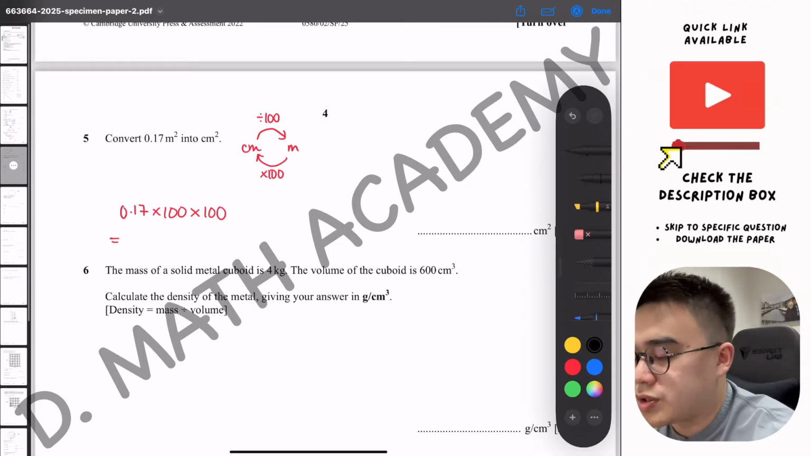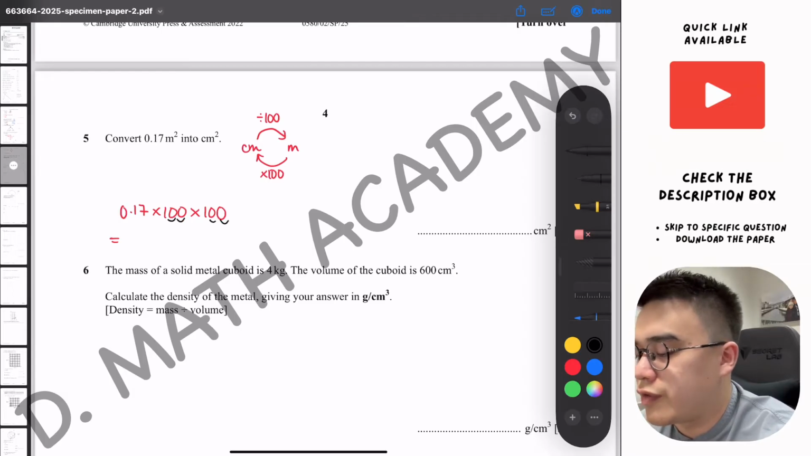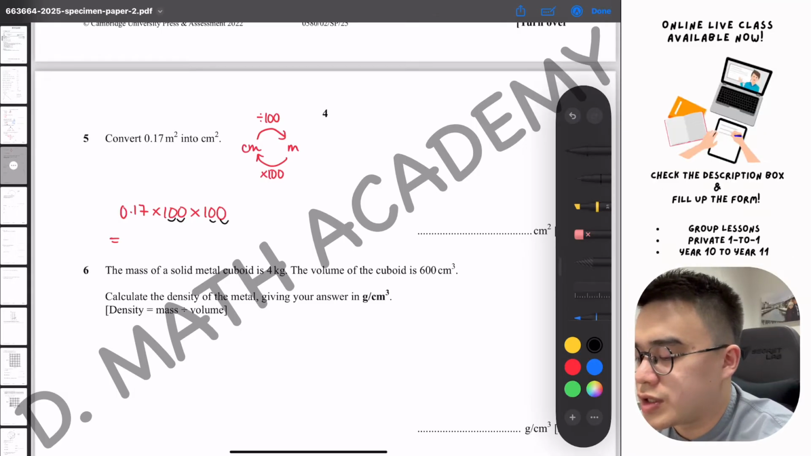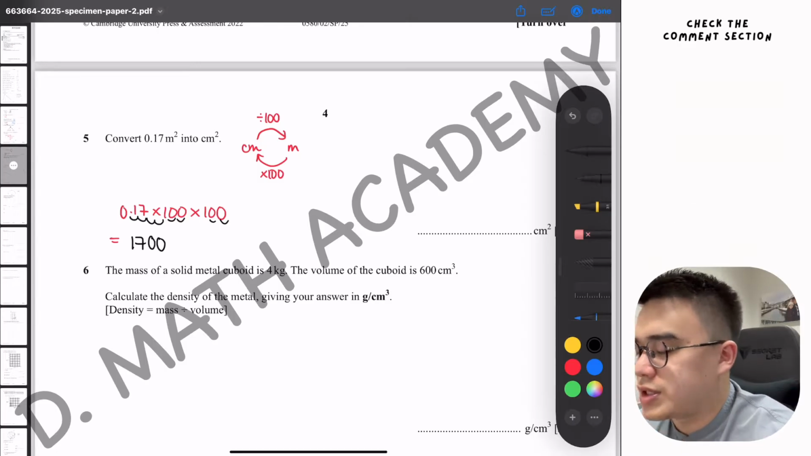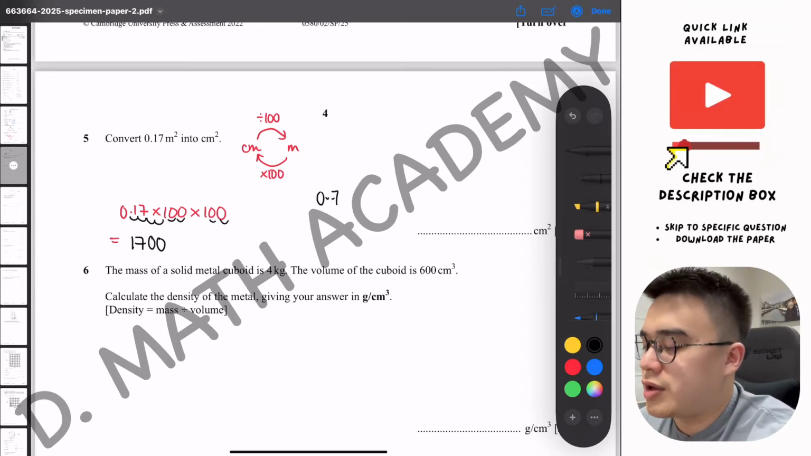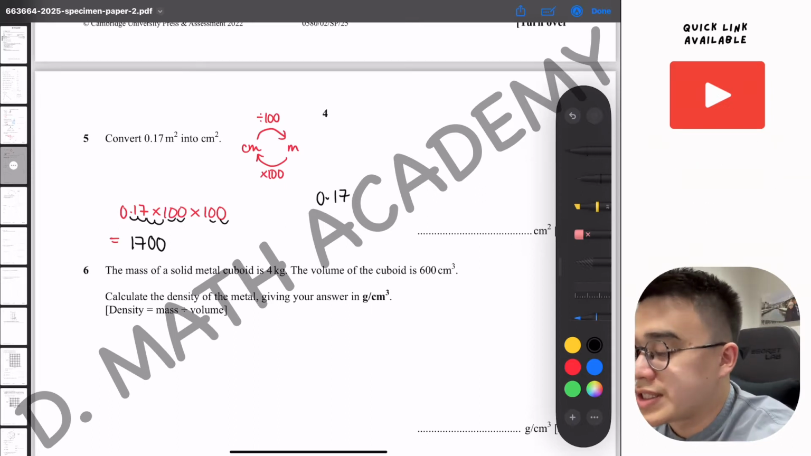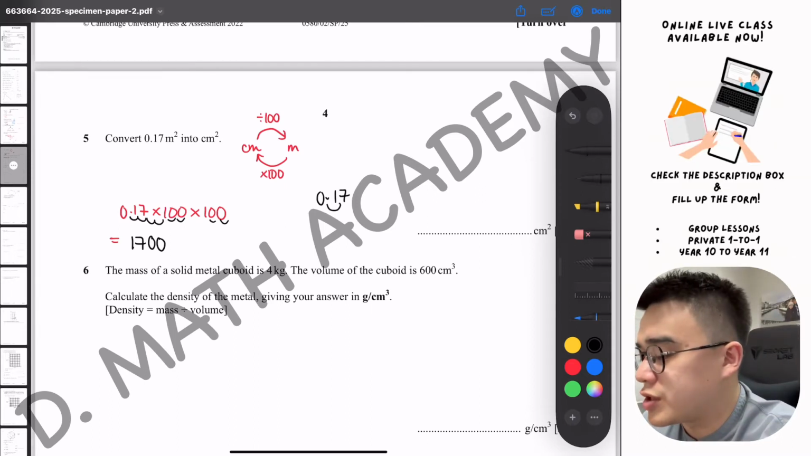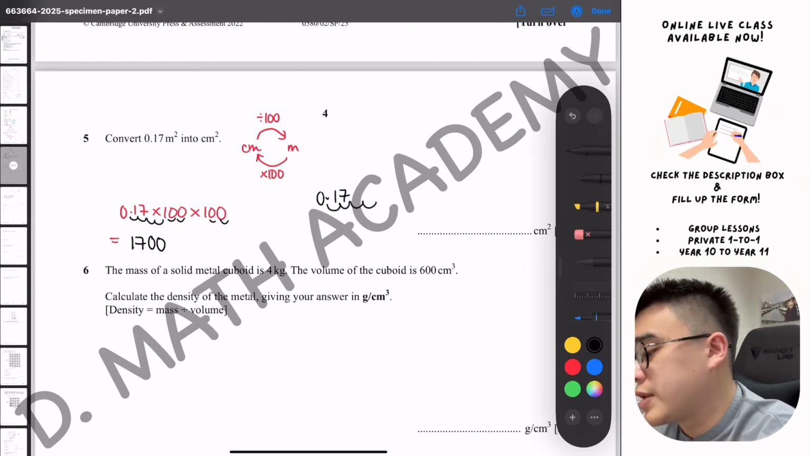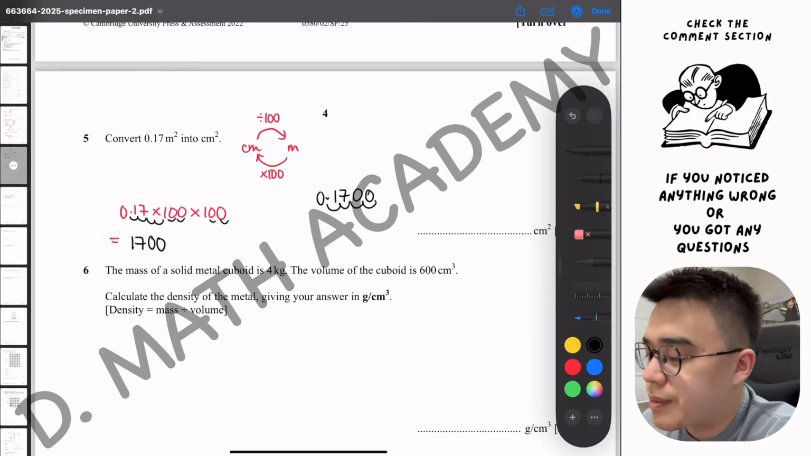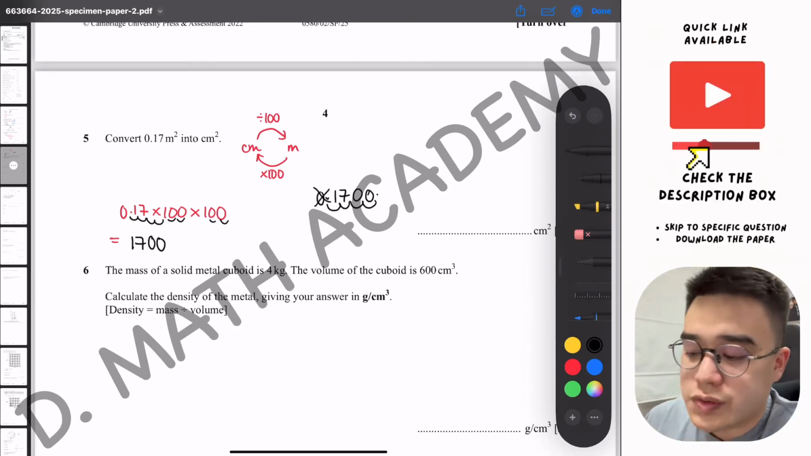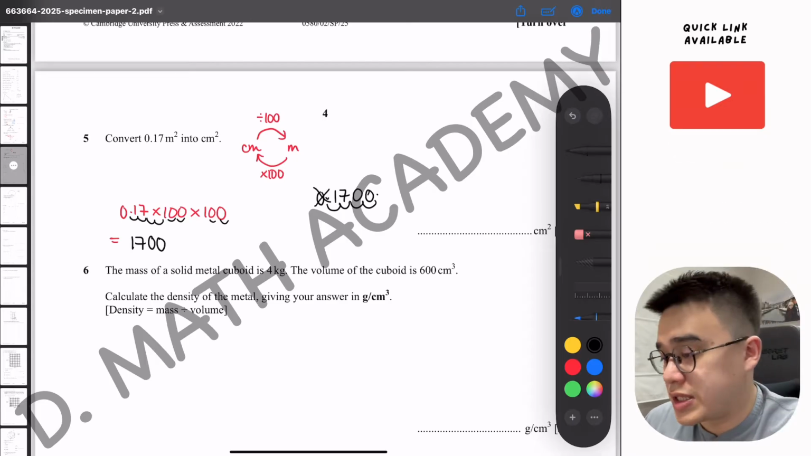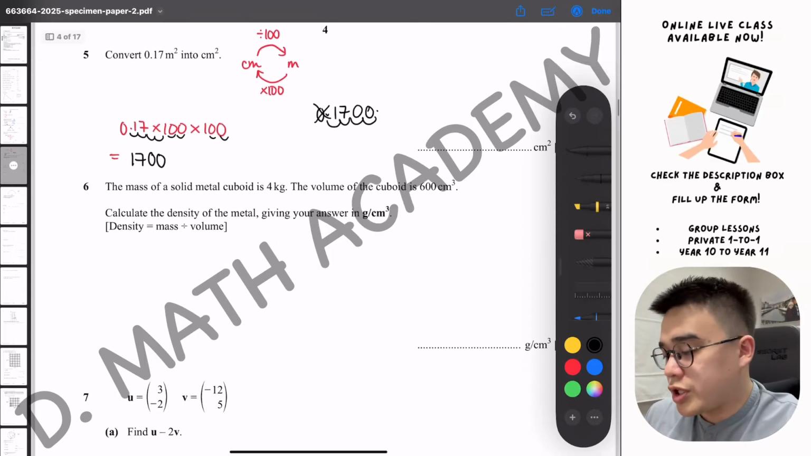So the easiest way is to count the number of 0s. We have 1, 2, 3, 4, making us shift the 0.17 by 4 steps. 1, 2, 3, 4. The final answer is actually 1,700. So for those who need the full details or full insight on how the shifting was done, you actually have to shift it twice. Okay, then another 2 more times, creating an additional 0 at the back, then ignore the 0 at the front. That's why the answer is 1,700. Moving on to question 6.